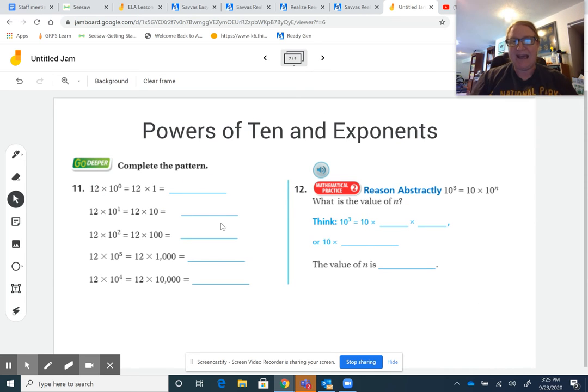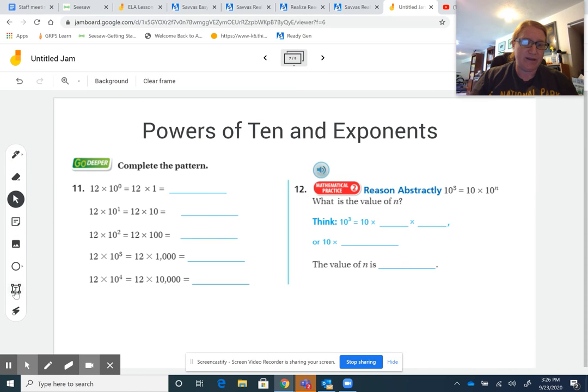Now we have some patterns here, and I want to remind you of a few things that you might hear while you are doing your work today. When you have 10 with an exponent of 0, or the 0 power of 10, it's really difficult to say. It actually means 1. It means there are 0 10s, so it's just 1.